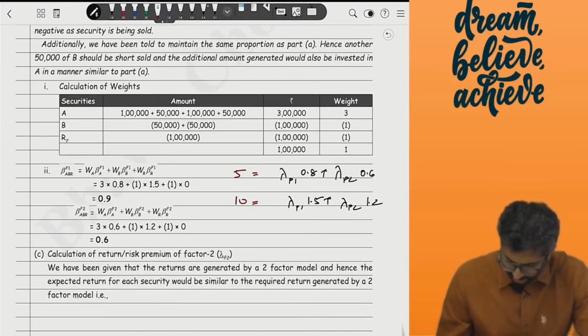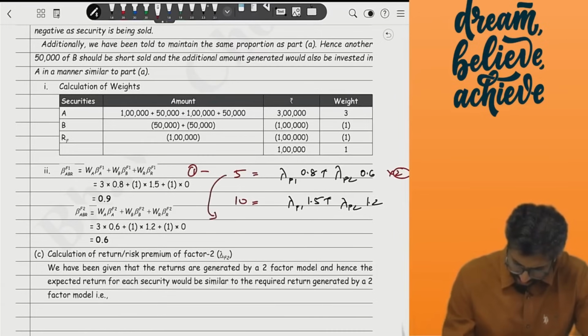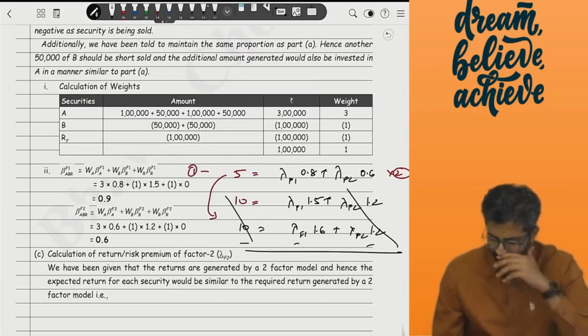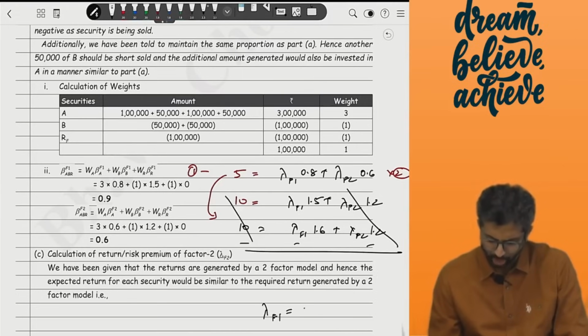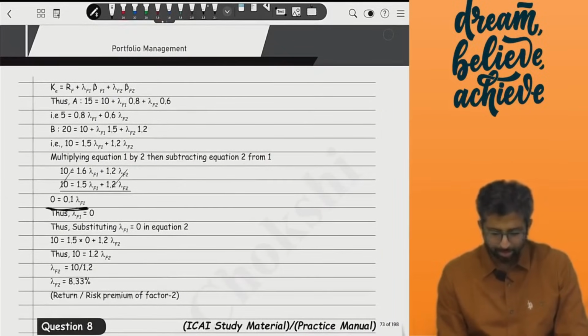Let us say I'll multiply the first equation by 2 on both RHS and LHS, in which case my answer would be 5 into 2, that is equal to 10, 0.8 into 2, that is lambda factor 1, 1.6, plus 0.6 lambda factor 2, 1.2. So basically if I subtract this, lambda factor 2 will get cancelled, and hence you will have negative 0.1 lambda factor 1 equals 0. So basically lambda factor 1, if you solve, will be 0. As you can see, this is coming to 0.